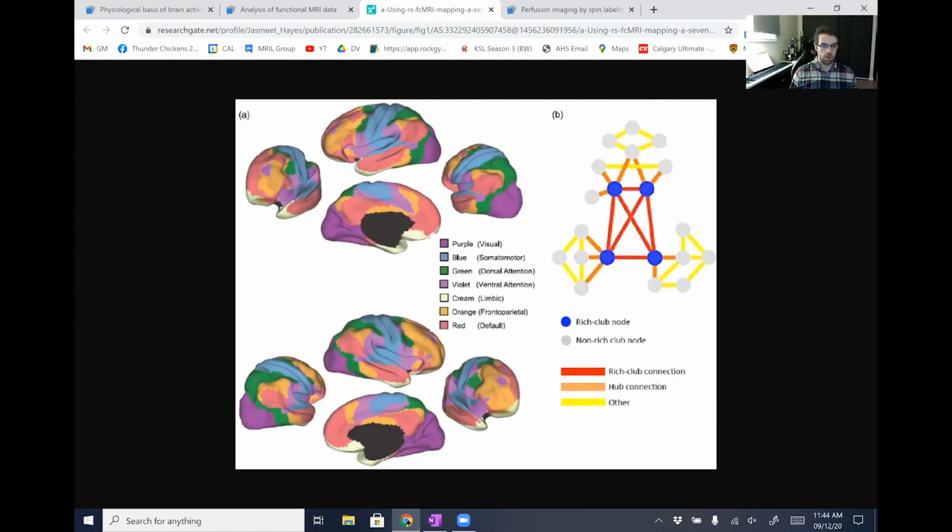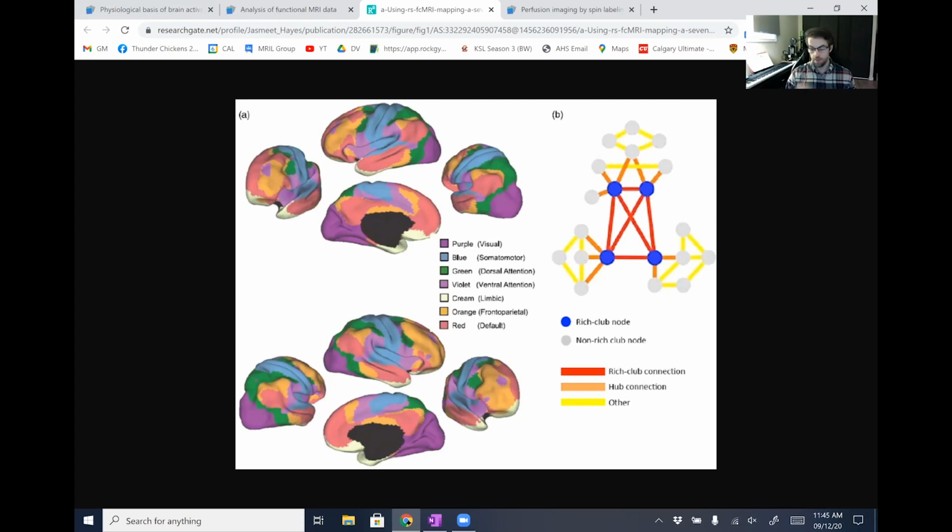Like the purple network we've got here is the visual network, and we have the somatomotor network, or sensory motor network, in blue, and so on and so forth. So you can use resting state fMRI to get a sense of the networks of a functional network in the brain, whether you want to parse them in a very large, broad way like this study did with 7 regions, or much more fine.